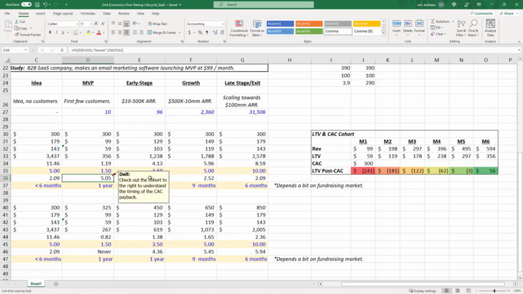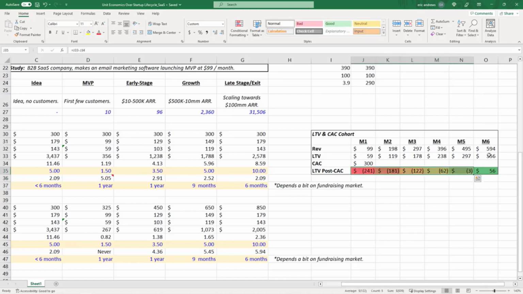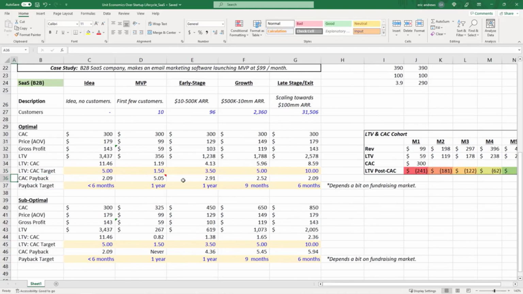So when you see 5.05, that's what we mean. 5 months, and just in the beginning of the 6th month, we end up being in the green on our customer lifetime value versus our CAC. So payback target, it could be 1 year. In the beginning, like I said, you just want to have a positive LTV to CAC ratio. The higher the better. If it can be 2 or 3, that's even better.